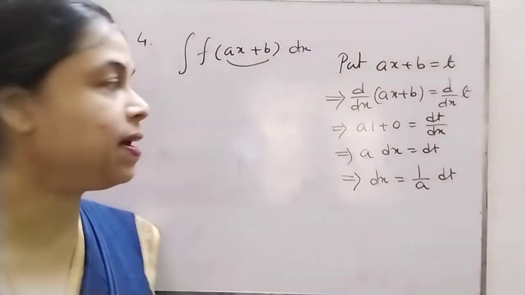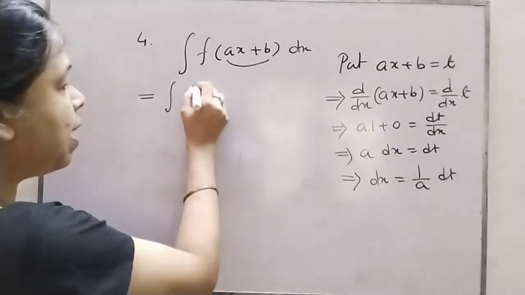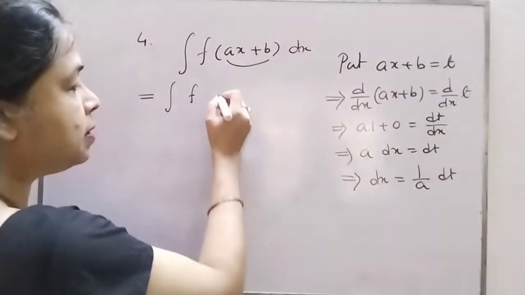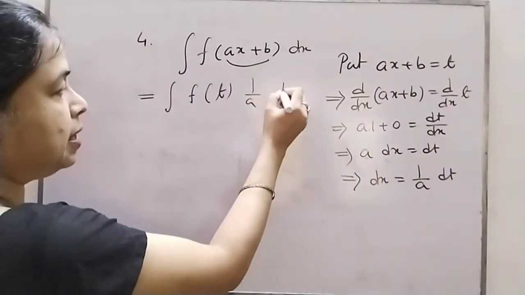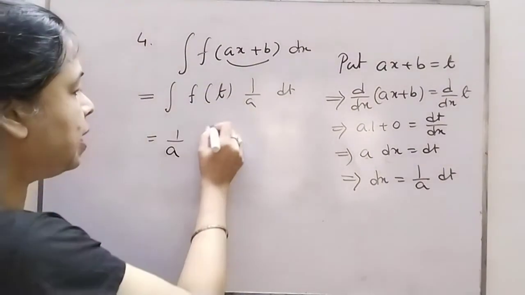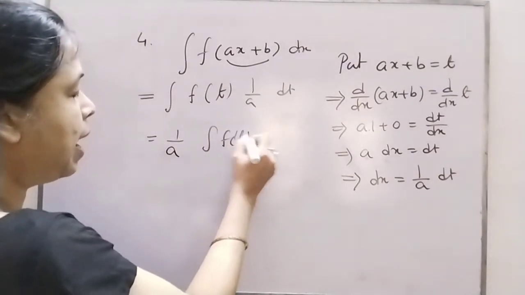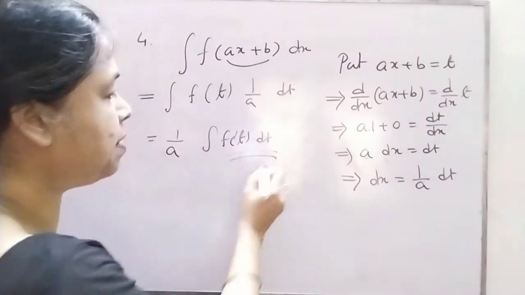Okay, so always write it in this form. Then I'm going to substitute it here. What is there? f of ax plus b becomes some function of t, and the integral is equal to 1 by a and the integral of f(t) dt. Right? So here 1 by a is there and integration of f(t) dt will be there. Now you see, this will be in some standard form.